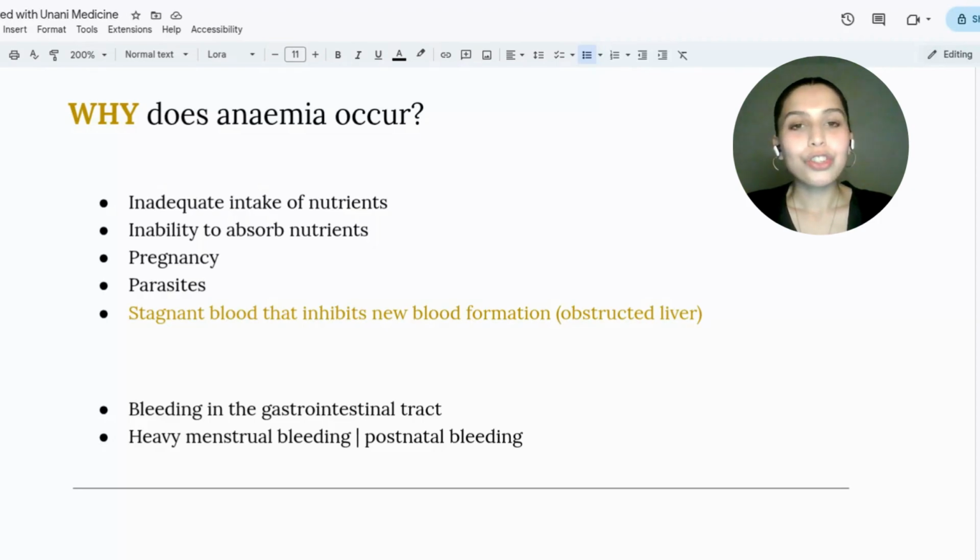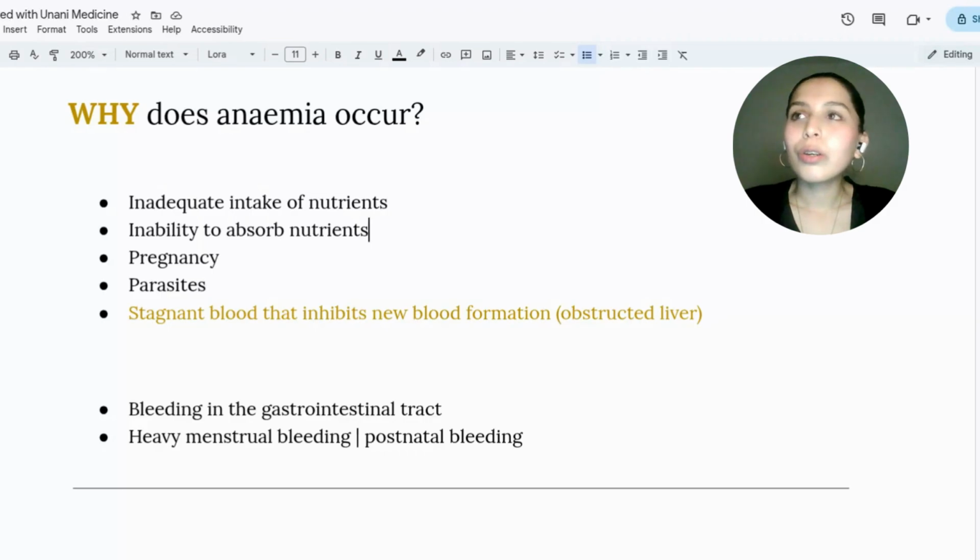But it usually is a liver issue when there is an obstruction in the liver somewhere. So those are the factors relating to the production. And then when it comes to the leakage, we've mentioned heavy menstrual bleeding, we've mentioned postnatal bleeding, but then also bleeding from the gastrointestinal tract.